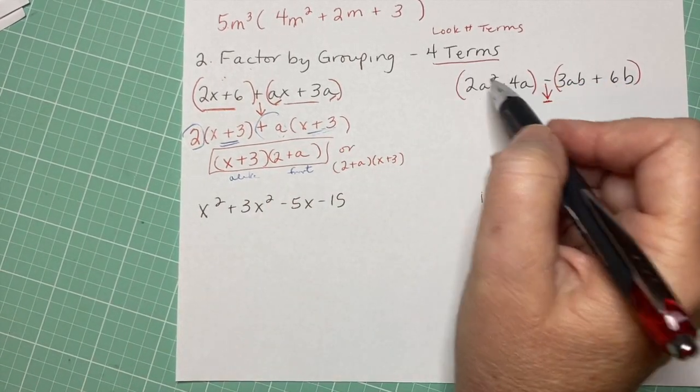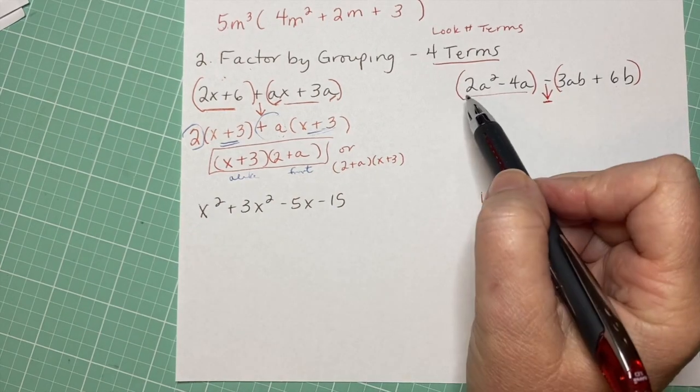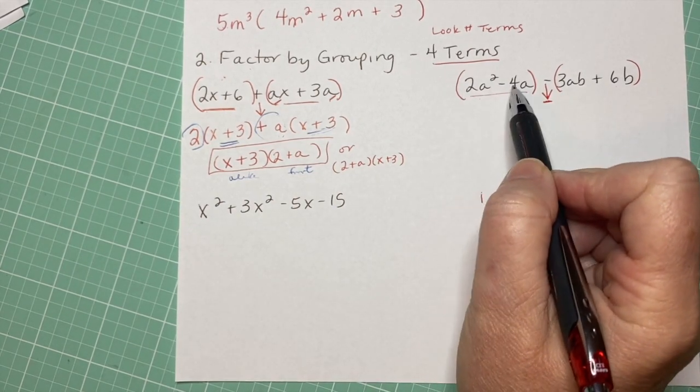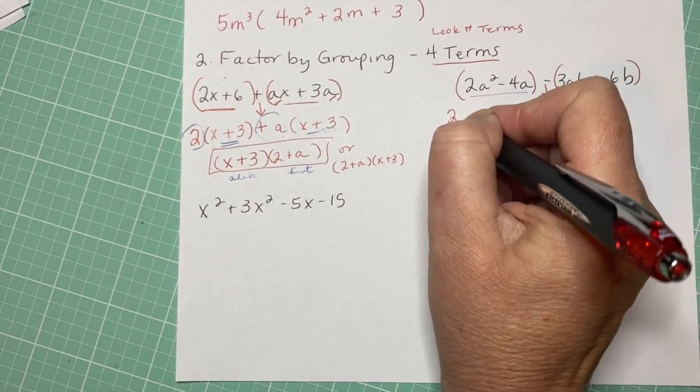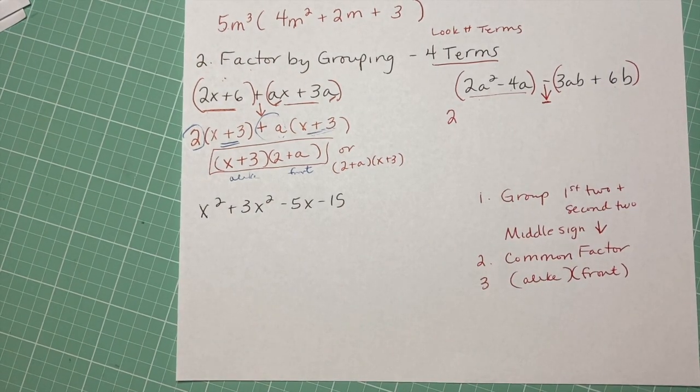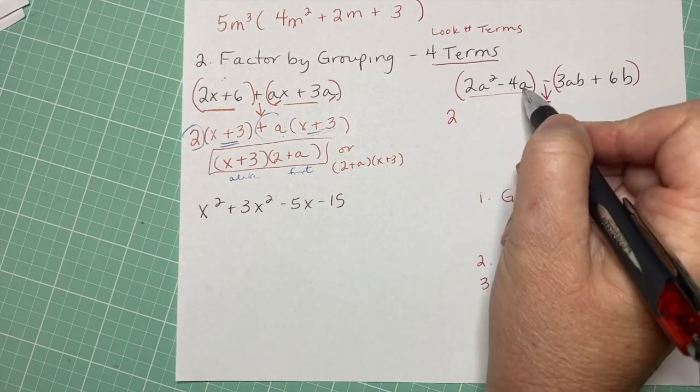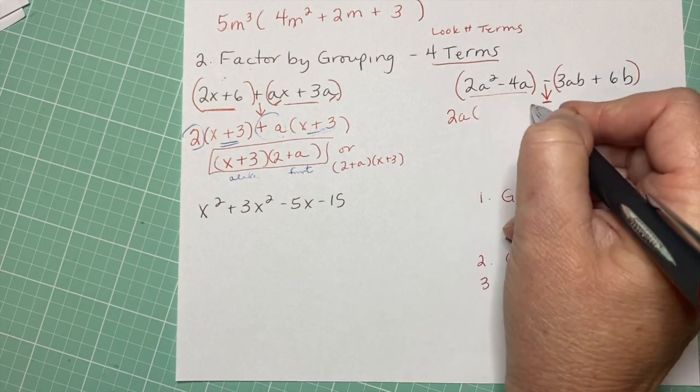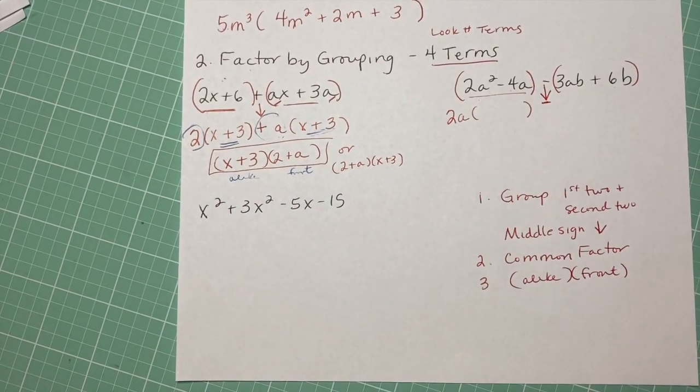Okay, we're going to look at the first parentheses and do the common factor. So first we look at our number. Will 2 go into 4? Yes, so 2 is my common factor. Then we look at our A's. I have A2 and A1. I'm going to take out the smaller one, which is an A1.